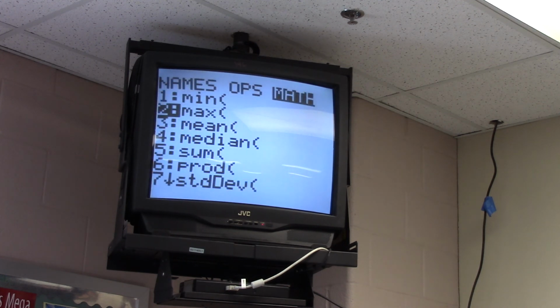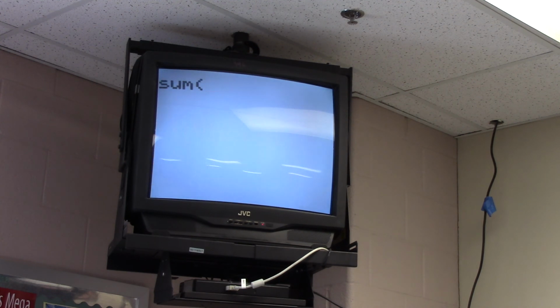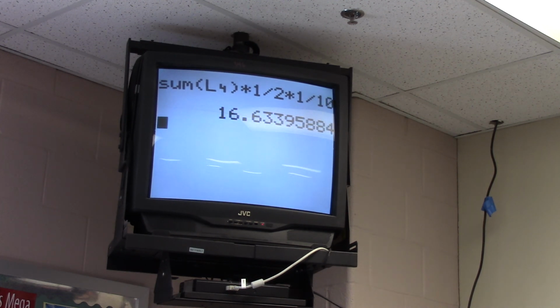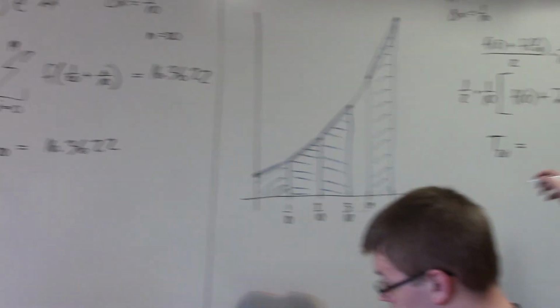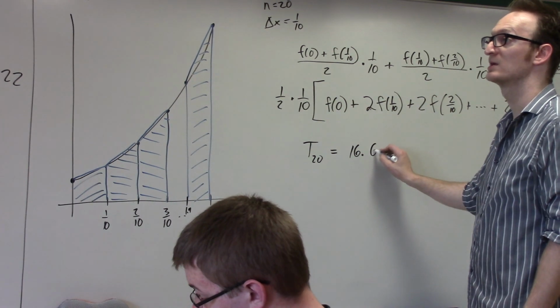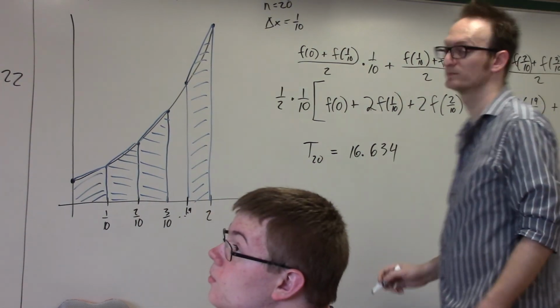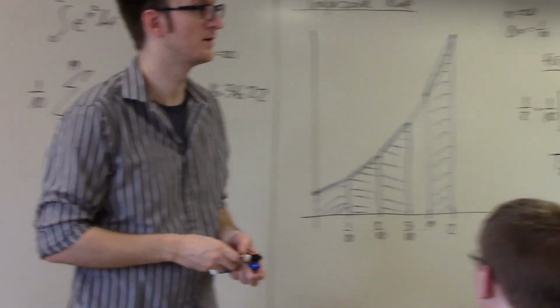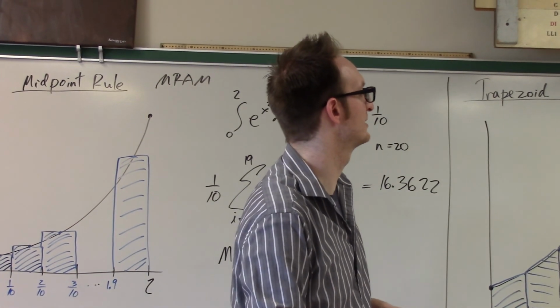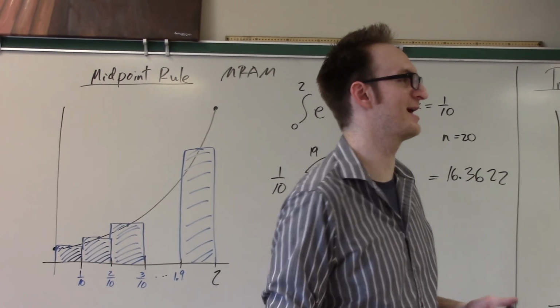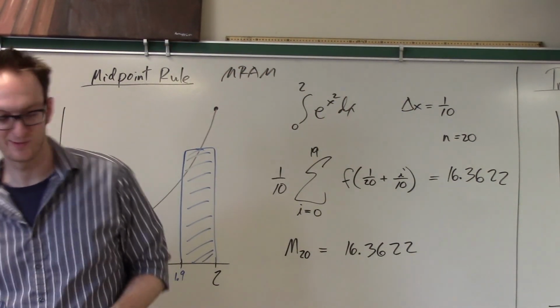So I go math, sum of L4, and then I still need to multiply by 1/2 and times 1/10, and that gives me the so-called T20, and T20 is 16.634. Cool? Wait, is this called RTAM? It doesn't have a name. It's just called the trapezoid rule. You could call it TRAM or something. That's weird because it's not rectangular anymore. What do you want to call it? TAM? RTAM. Triangular approximation.